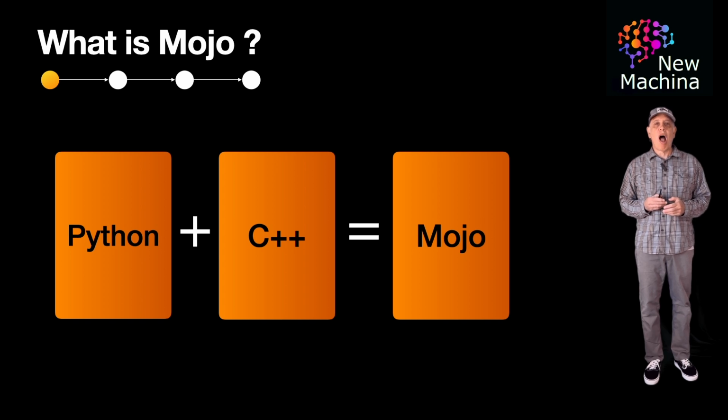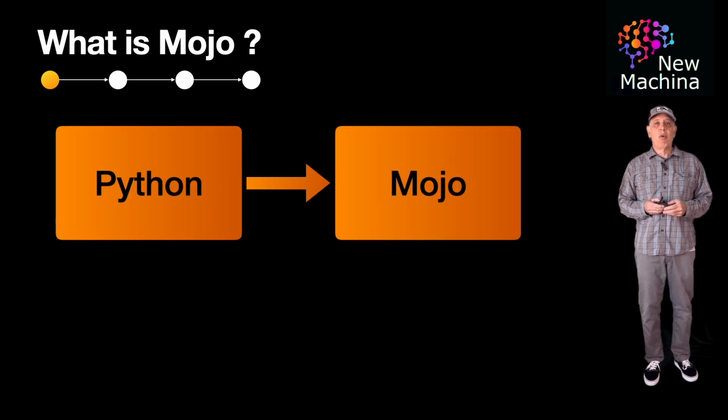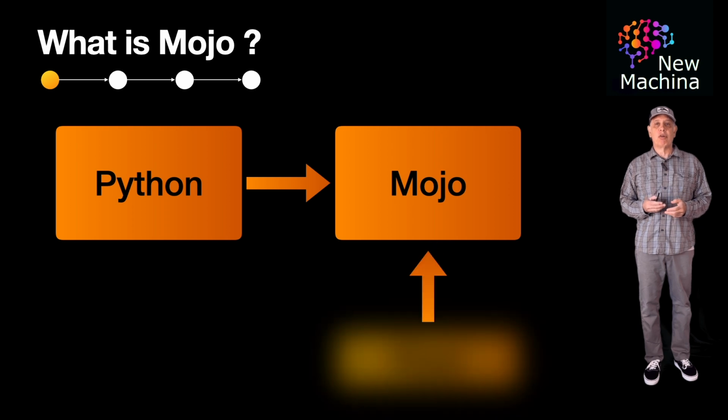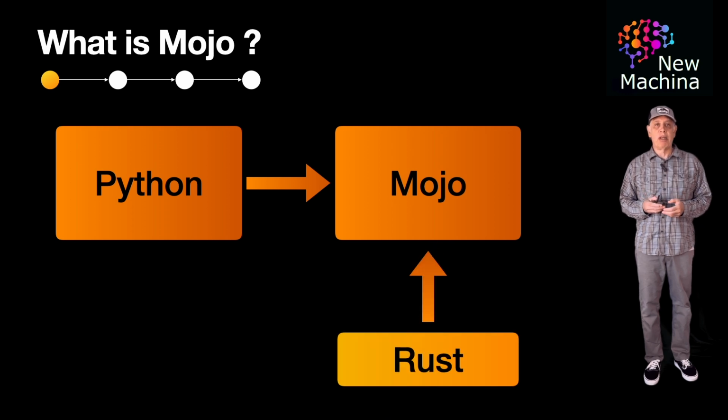Mojo is fully interoperable with Python, allowing developers to leverage existing Python libraries and ecosystems while introducing advanced performance optimizations where needed. Mojo introduces memory management features like ownership, borrowing, and references, inspired by systems programming languages like Rust to enable safer and more efficient memory management.